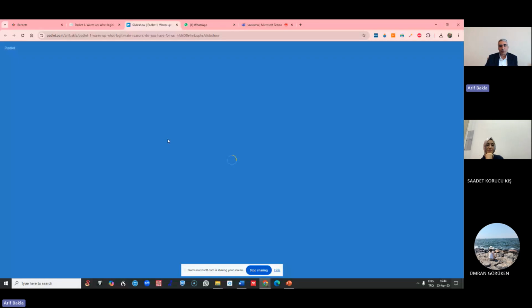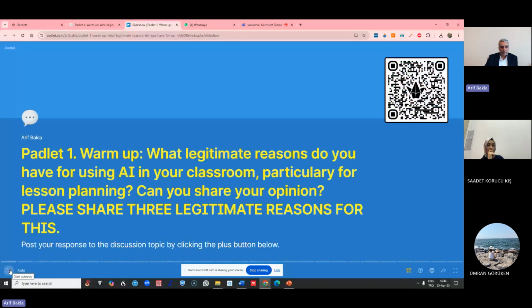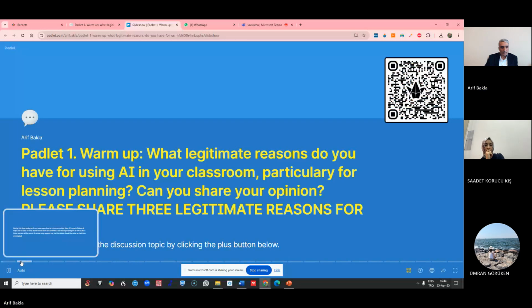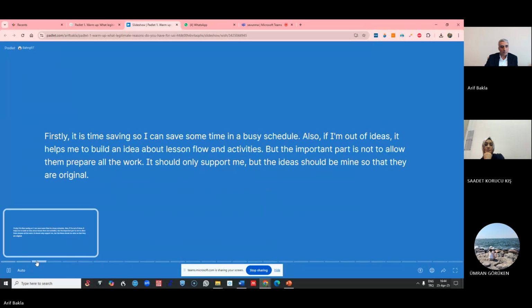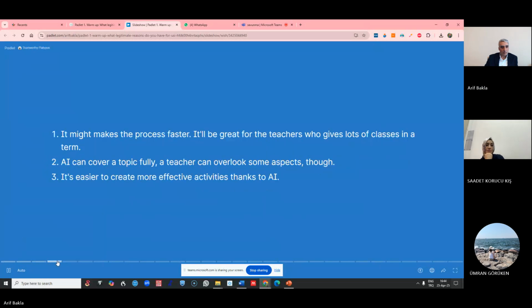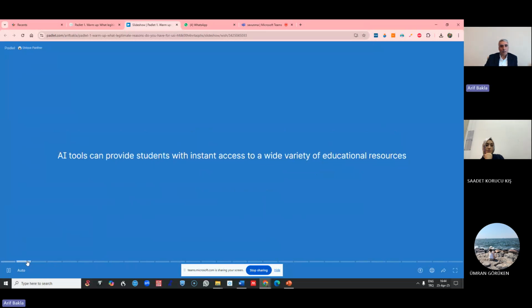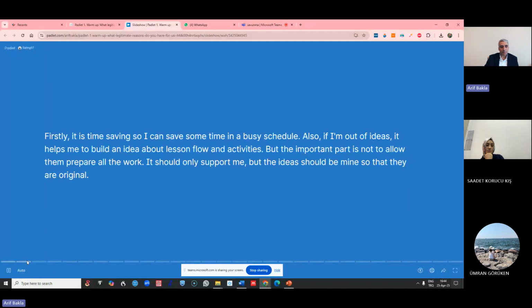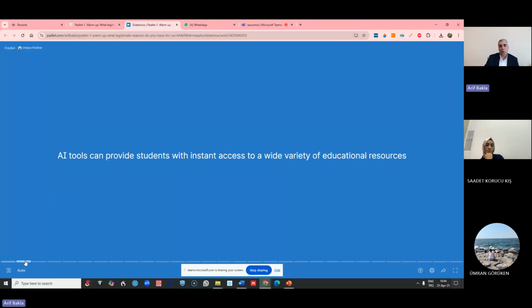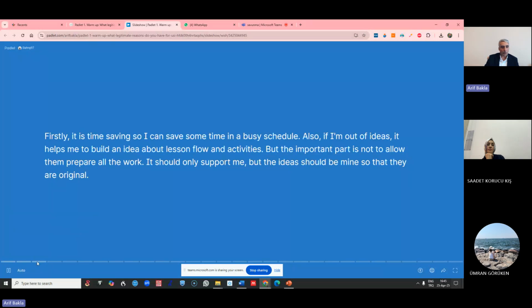Let's see the responses. Okay, the first one. Students with instant access to a wide variety of educational resources. So what is the difference? Hang on a second. What is the difference between Google and AI? There must be a difference. It can also give you access to a number of different sources, okay?